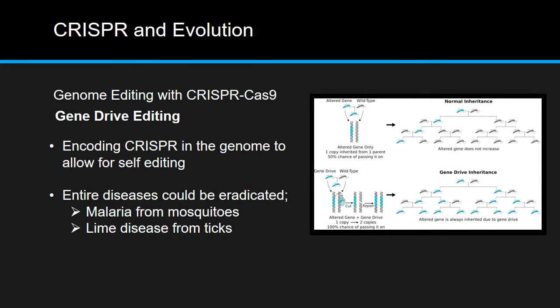One of the most impactful effects of CRISPR could be the gene drive, which is a process where they can actually encode CRISPR into the genome to allow for self-editing. And this self-editing could be passed through the line until eventually a whole entire population of an organism could have this gene drive effect. Essentially this could be used to eradicate entire diseases, from things such as malaria from mosquitoes and Lyme disease from ticks.